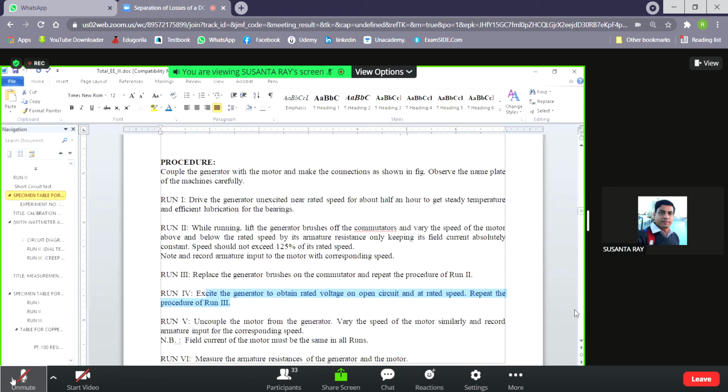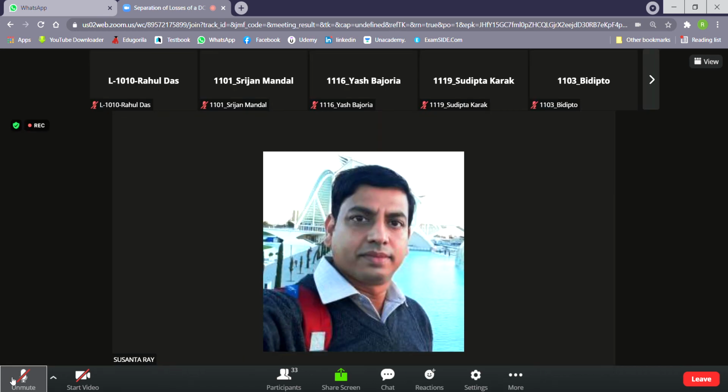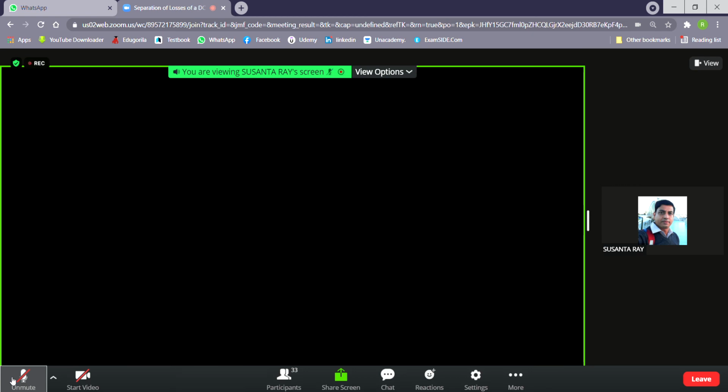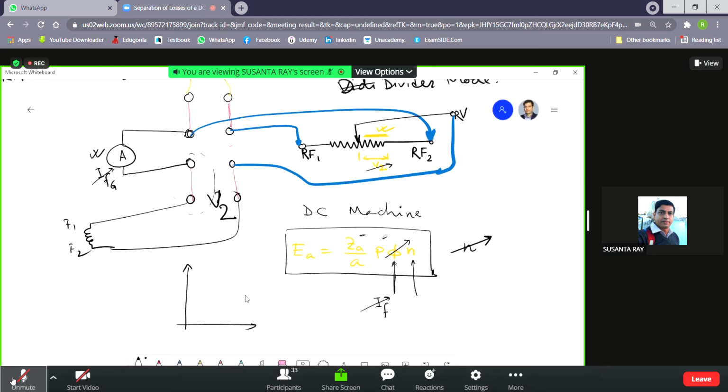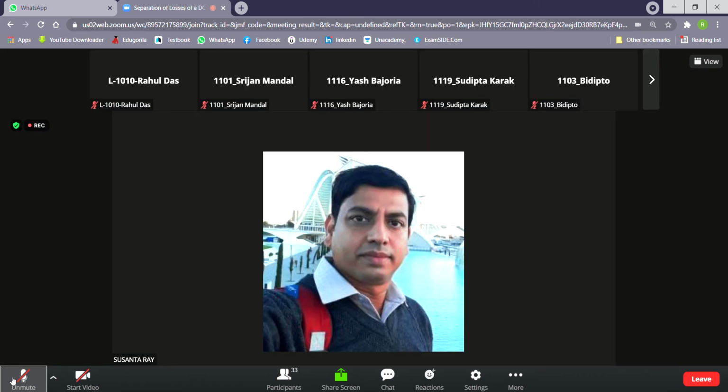And what is the relation between the speed and the generated voltage? What kind of relation generally we get from that expression? If we plot voltage versus speed, what kind of curve should we get? A linear curve. It will be a linear curve because all the other things are constant here. It is just a linear relation. So we should get this type of curve. Now that is run 4.